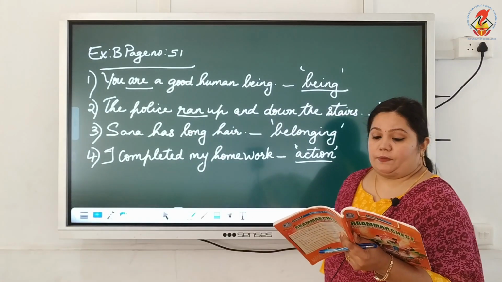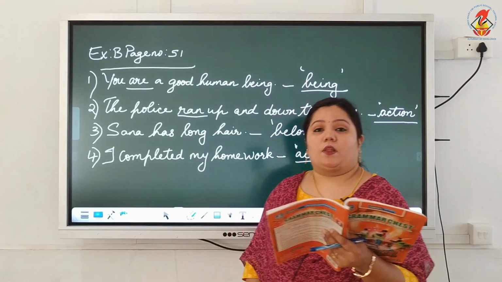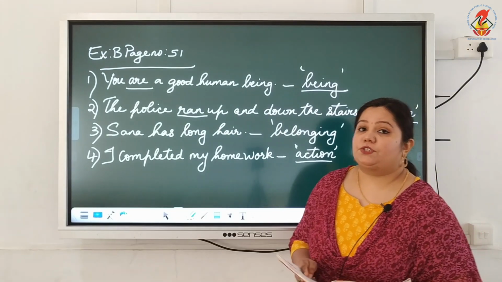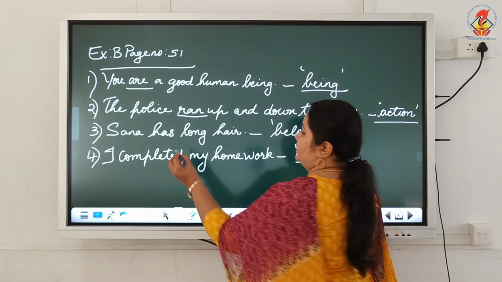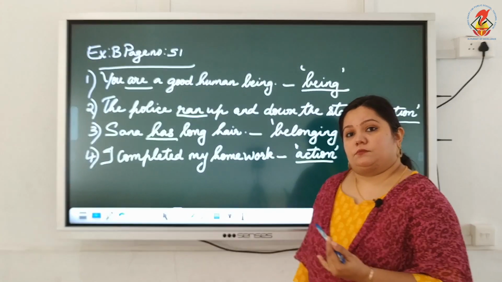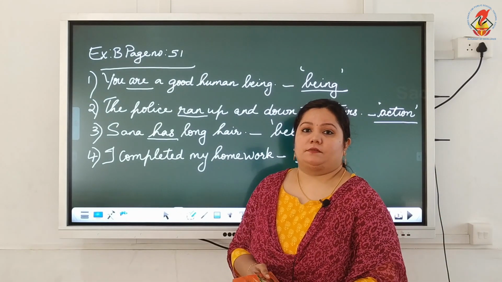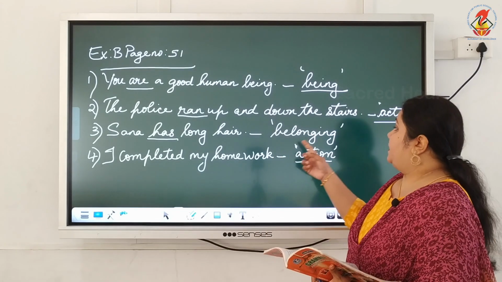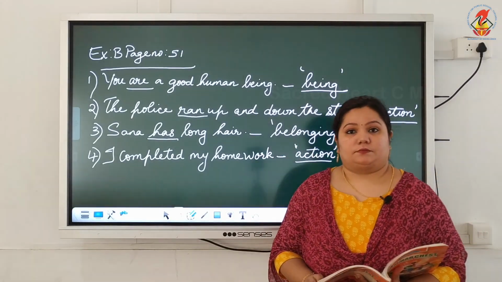Going to the third one. Sana has long hair. Which is a verb here in the sentence? Yes, has. Possesses, or she has long hair. Right? So we have to write here belonging. Okay.